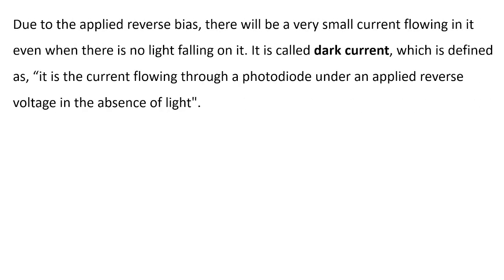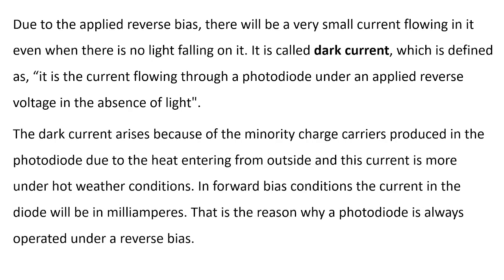Now, due to the applied reverse bias, there will be a very small current flowing in it even when there is no light falling on it. It is called dark current, and it is defined as the current flowing through a photodiode under an applied reverse voltage in the absence of light. The dark current arises because of majority charge carriers produced in the photodiode due to the heat entering from outside, and this current is more under hot weather conditions.